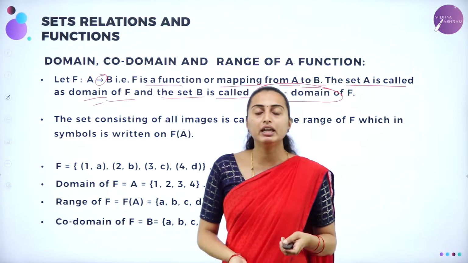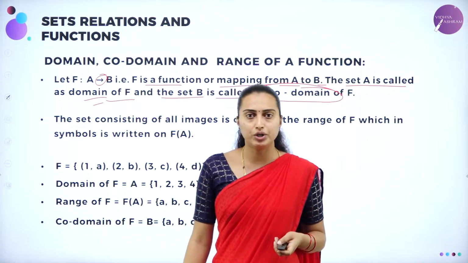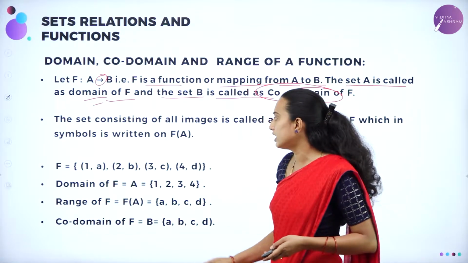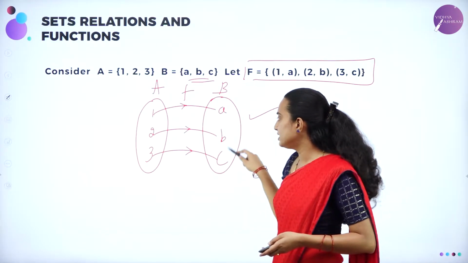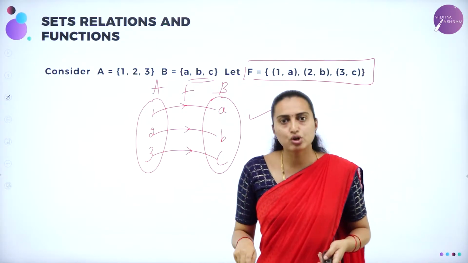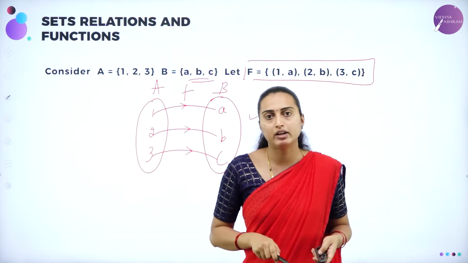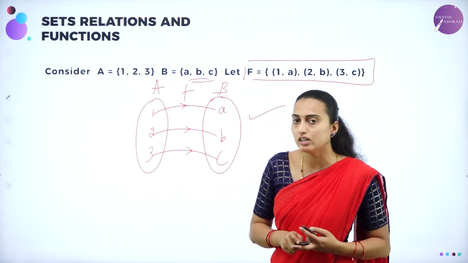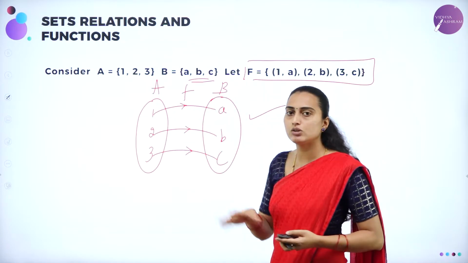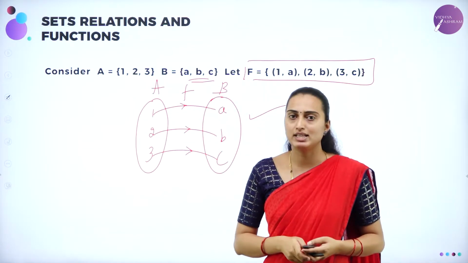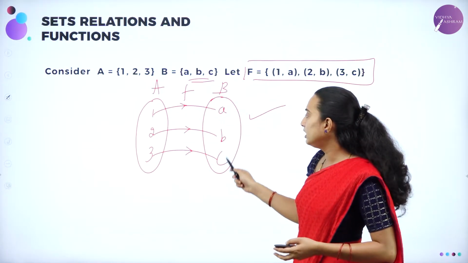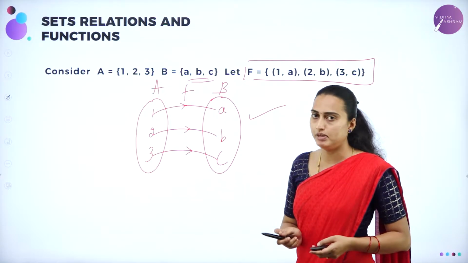Range is nothing but the connected elements. The connected elements are nothing but the A, B, C. That is a range also. That is codomain also. Because what is a codomain set? The whole set B is going to be known as the codomain set. Here, codomain will be equal to the range of the elements, isn't it?